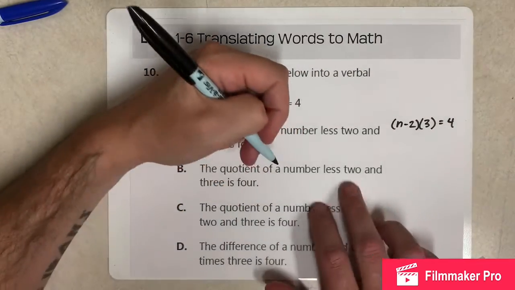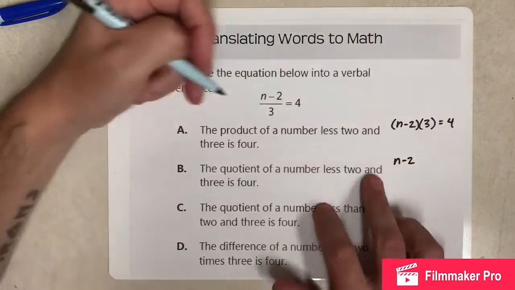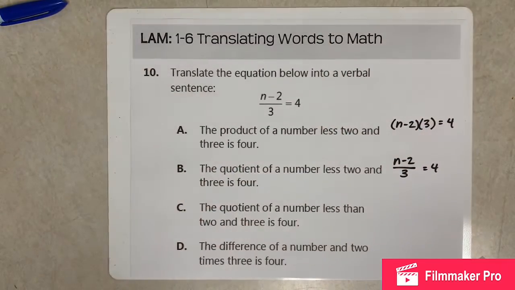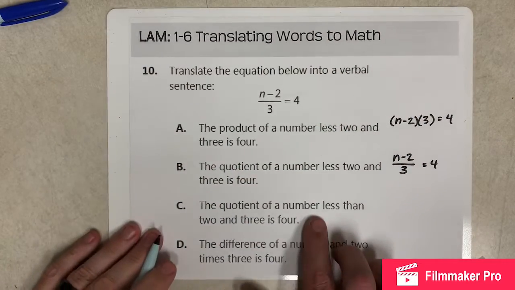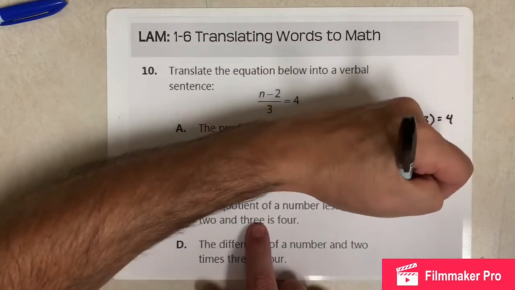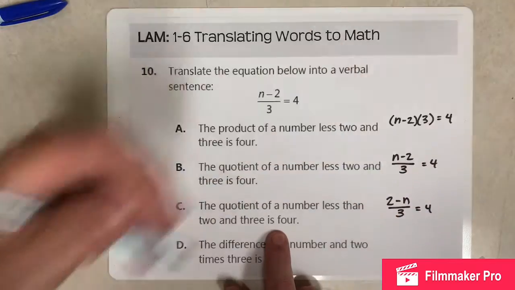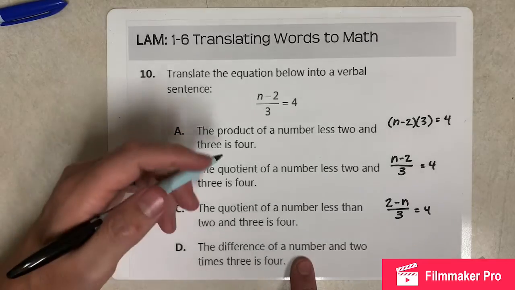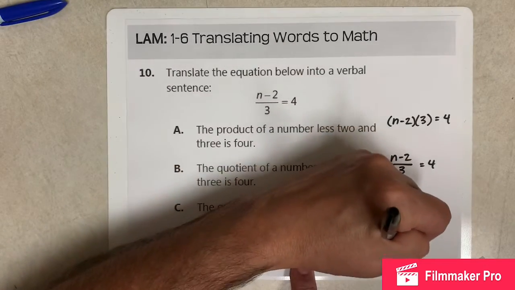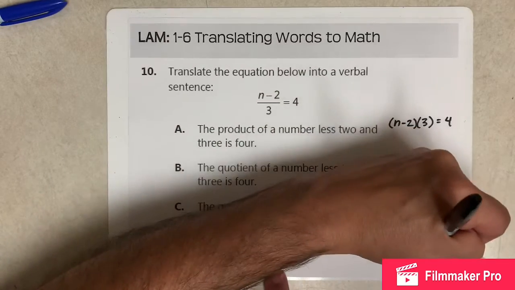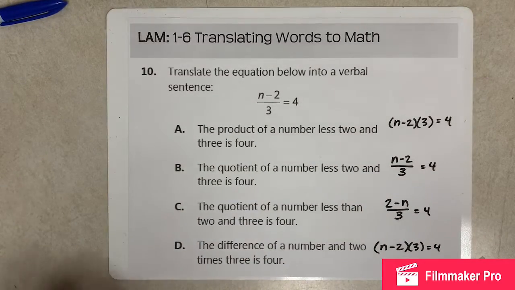The quotient of a number less 2 and 3 is 4. Okay, that one matches up perfectly. Let's keep going. The quotient of a number less than 2 and 3 is 4. Okay, that one's not going to work because the order switched. And then we have the difference of a number and 2 times 3, multiply, is 4. That one doesn't work either. So the only one that I can confidently say is correct is going to be B.